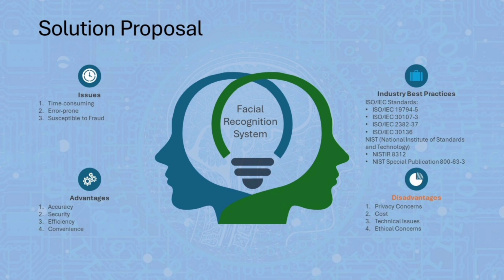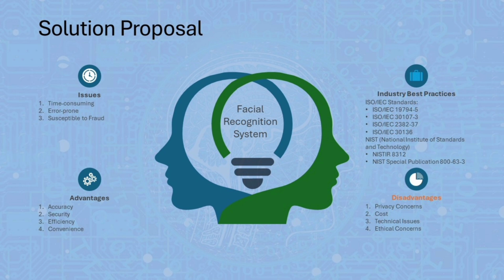The third one is technical issues. Facial recognition systems can sometimes produce false positives or negatives, especially in cases of poor lighting, low quality images, or changes in the person's appearance. These inaccuracies can undermine the system's reliability. The last one is ethical concerns. The use of facial recognition technology can lead to ethical dilemmas, including concerns about surveillance and the potential for discriminatory practices. Ensuring the technology is used fairly and responsibly is crucial to addressing these concerns.